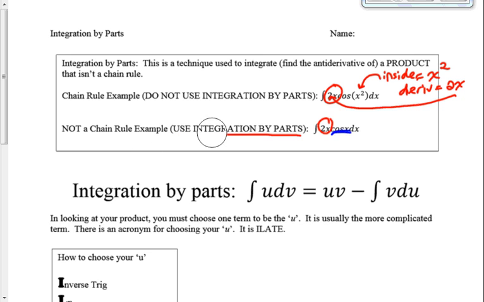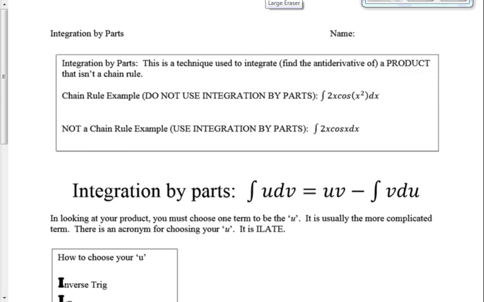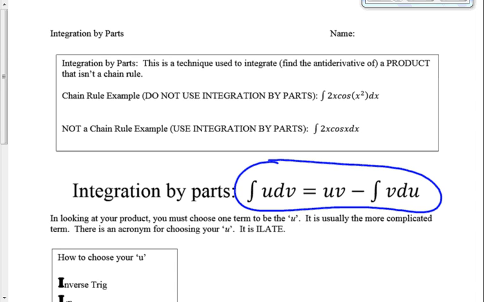So for integration by parts, there is a big formula here that you just have to know. So here's my integration by parts formula. The integration of u dv, so u would be one term, dv would be the second term that I'm multiplying together, is going to be equal to u times v minus the integration of v times du. So that's what we use for integration by parts.